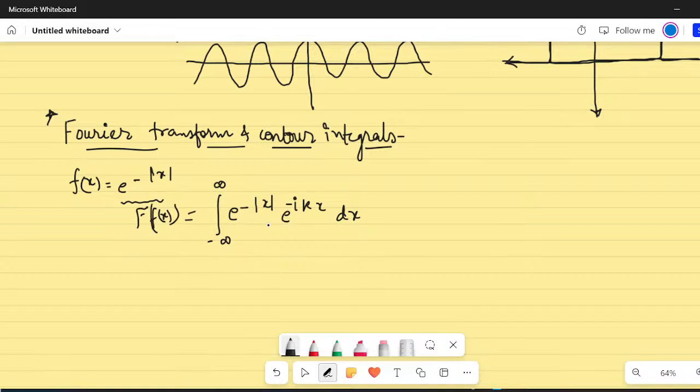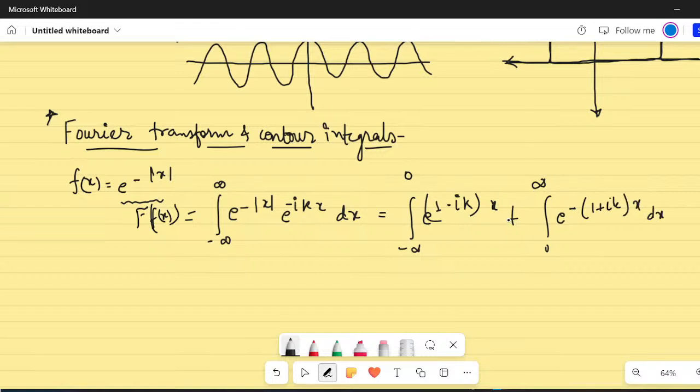So the Fourier transform of this particular function, you're going to write it as the integral of e to the power minus mod x times e to the power minus iota kx dx. Okay, and let's say I will have to distribute it into two parts. From minus infinity to 0, I know that modulus of x behaves as minus x. So this will be e to the power (1 minus iota k) x. And then from 0 to infinity, I know that modulus of x is simply x. So this is e to the power (minus 1 plus iota k) x dx. So I hope this is clear.